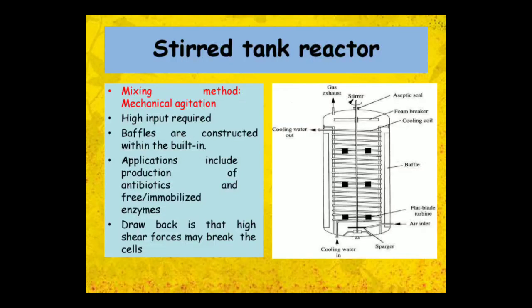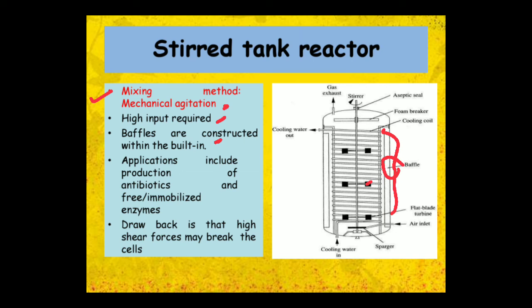First, we will discuss the stirred tank reactor. In this, the mixing method is mechanical agitation. It requires very high input. The baffles are constructed within the build. So, these are the baffles. Here you can see these are the baffles.